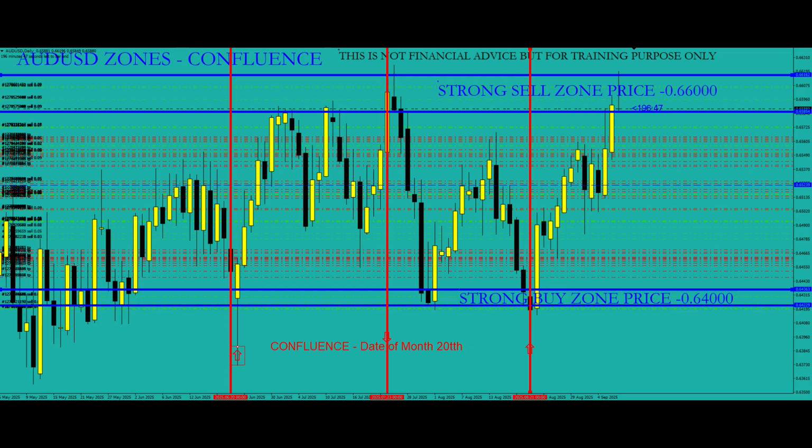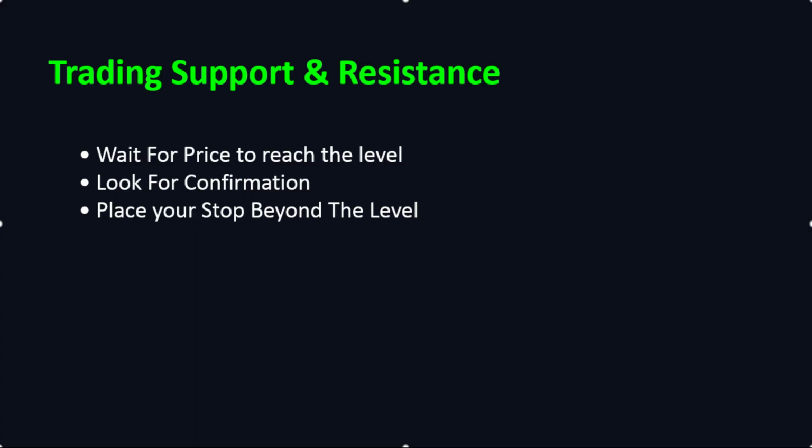Trading support and resistance. Okay, now how do we actually trade these levels? Here's my simple 3-step plan. 1. Wait for price to reach the level, don't chase, let it come to you. 2. Look for confirmation, a strong candlestick pattern like an engulfing candle, pin bar, or inside bar.